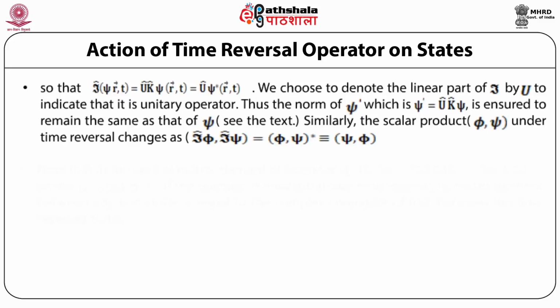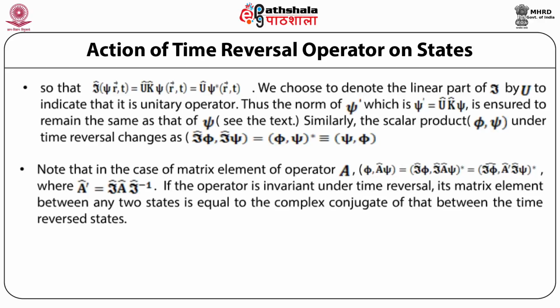And this can also be written as the scalar product of the function psi and function phi. That means the order in the scalar product gets reversed. Note that in this case, the matrix element of the operator A, that is, if we are considering an operator A, then if a time reversal operator acts on the operator A, then the matrix elements of this operator A are given as, so we take a scalar product of a function phi and operator A acting on function psi.